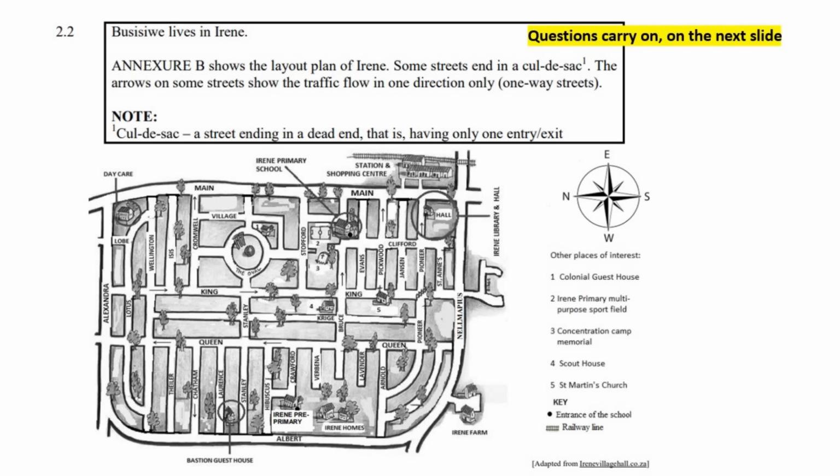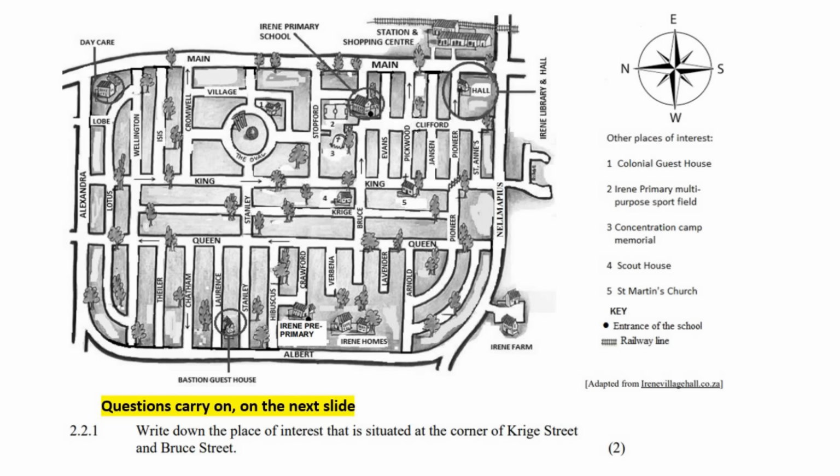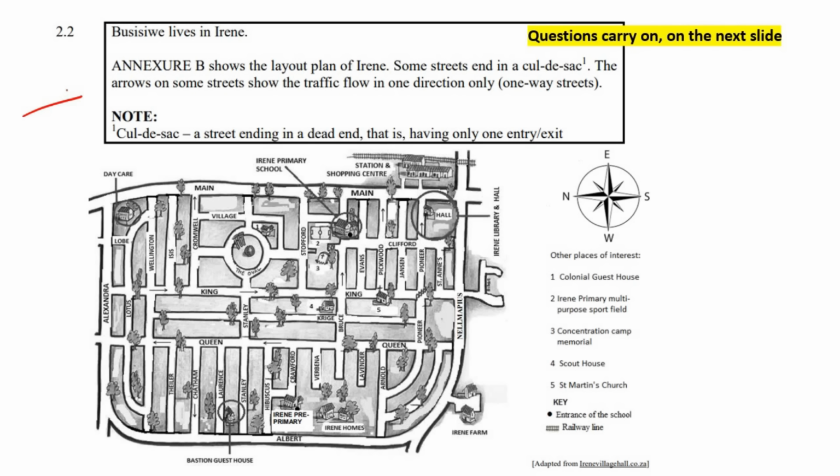So with this question, I know that you can't see everything very clearly now, but I will show you on the next page. It will look a lot better. But I just want us to see the introduction here. So Busiswe lives in Irene. Annexure B, which is going to be this one over here, shows the layout plan of Irene. Some streets end in a cul-de-sac. Now, a cul-de-sac is a street that ends in a dead end.